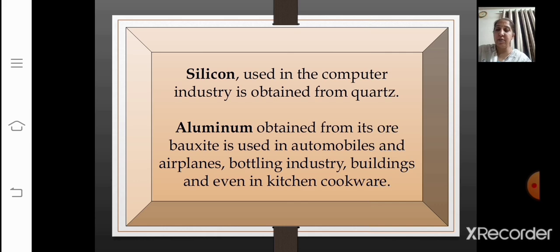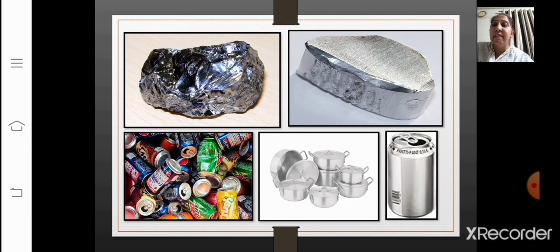Then silicon used in the computer industry is obtained from quartz. Aluminium is obtained from its ore bauxite, and is used in automobiles and airplanes, even the bottling industry, buildings, and even in kitchen cookware. You all know very well, we can see aluminium being used in our day-to-day life. Here I have given you some images to make you understand that.